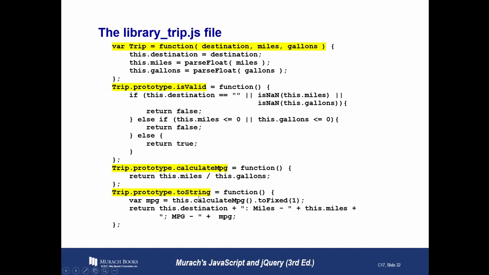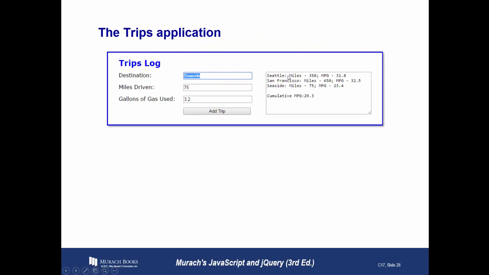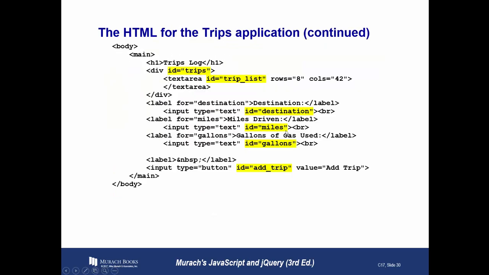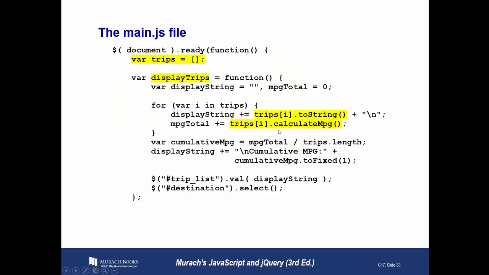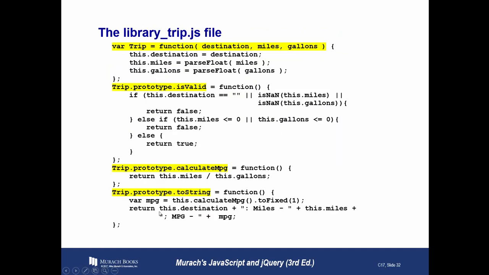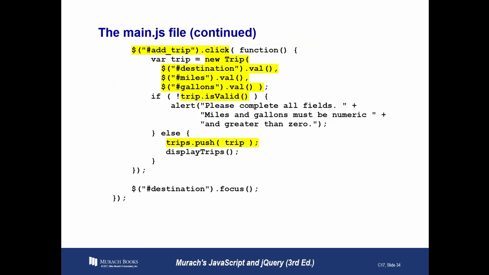Then we've also got a toString function, so we're able to print everything out. So it looks basically like this format here. And it's going to keep printing out everything as we go on in our trip. The second file is our own main.js. It contains the jQuery ready function that you see up here. All right. And that drives the application.